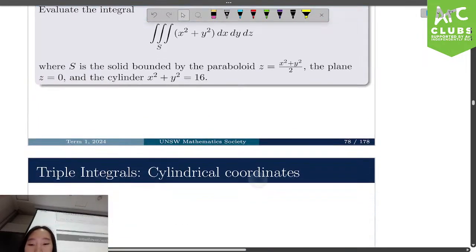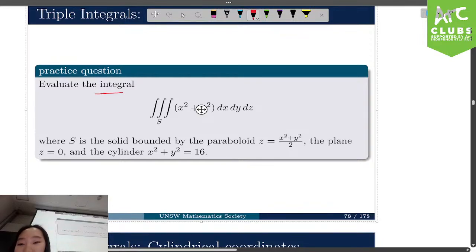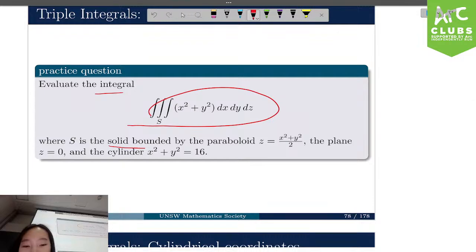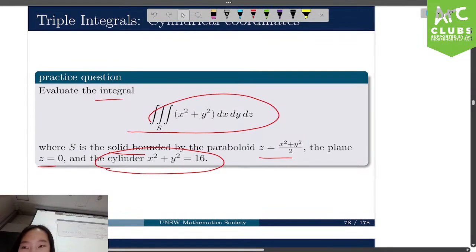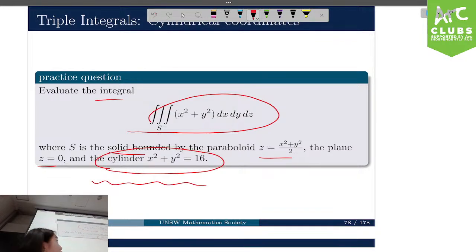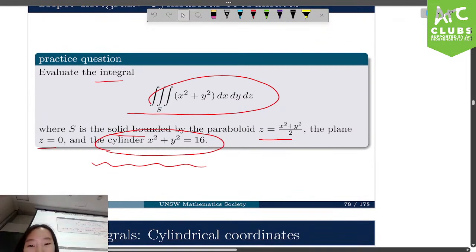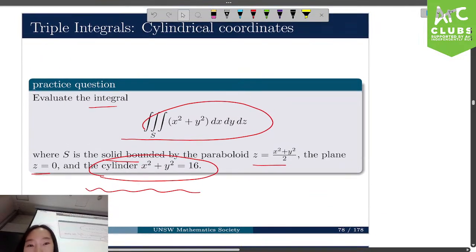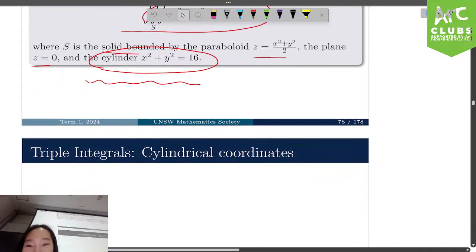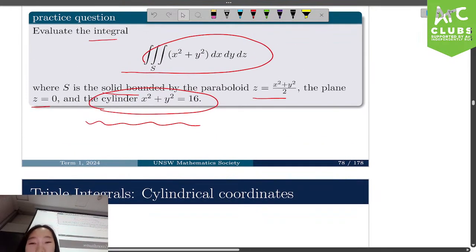And here is a practice question. Evaluate the integral over here, where S is a solid bounded by the paraboloid, the plane z equal to 0, and the cylinder. So once you solve questions that involve a cylinder, then probably you have to use cylindrical coordinates. That's actually a hint for you, okay? It would be easier for you to use cylindrical coordinates to evaluate the integral.